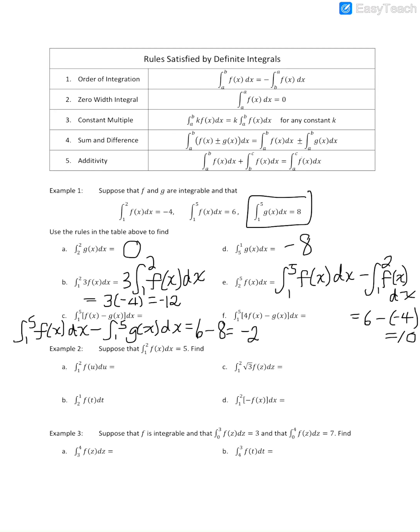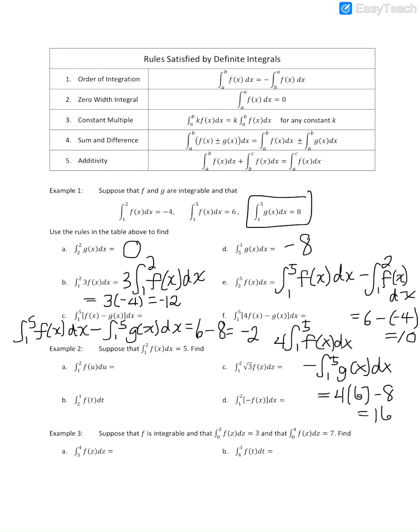And then the last one, we have the integral from 1 to 5 of 4 f of x minus g of x. We're going to use both rules 3 and 4 from above. So we're going to take the 4 out, and we're also going to separate our integrals. So this would be 4 times 6 minus 8, 24 minus 8, which is 16. All right, so that was just using the rules above.